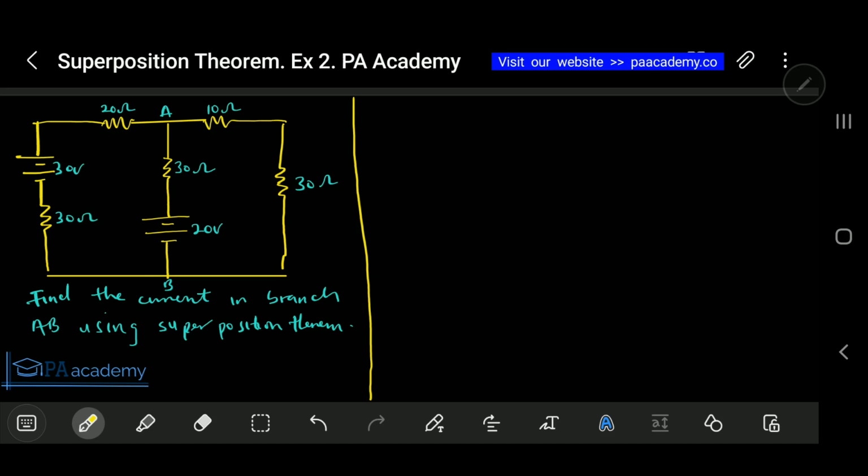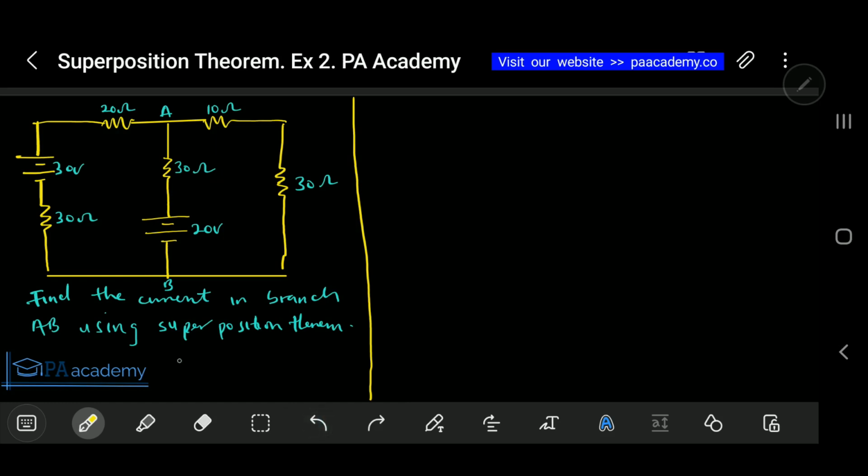So now let's look at this example. Here we have a circuit and it says find the current in branch AB using superposition theorem. That means in this particular branch AB, we should look for the current that is flowing through it, and we are asked to use superposition theorem. If you look at the question closely, what they're asking us to calculate is the current that is actually flowing through this 30 ohm resistor.